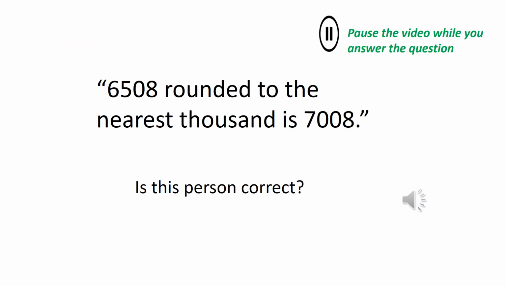Now this is a very common mistake that lots of people make, especially when you're dealing with numbers that have got lots of digits in them, so getting into the thousands, 10,000s, 100,000s. This person says that 6,508 rounded to the nearest 1,000 is 7,008. Are they correct? Why or why not? Can you explain?